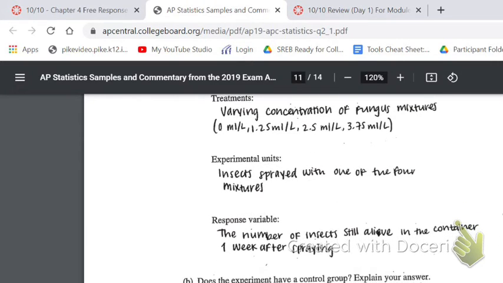Does the experiment have a control group? Yes, the experiment has a control group. One of the groups receives a fungus mixture concentration of 0 milliliters per liter. It goes through the experiment, yet it does not receive a treatment, and the number of insects alive from this control group will work as a base for comparison.